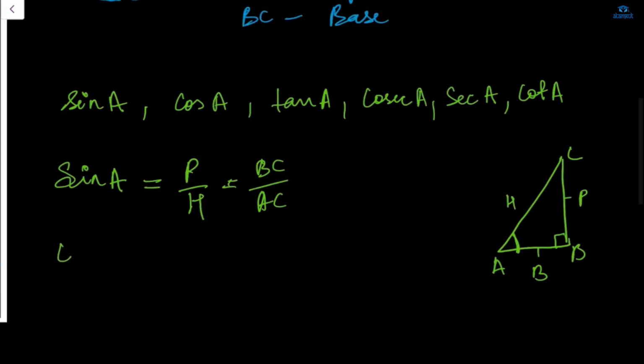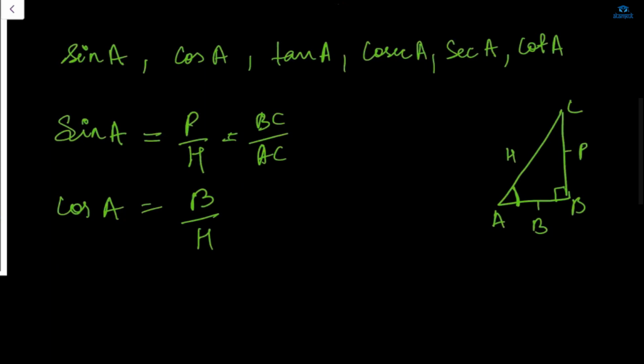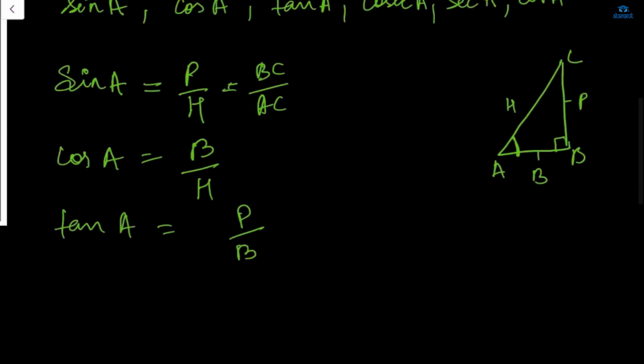Now similarly cos A. For cos, instead of perpendicular we'll be taking base upon hypotenuse. Tan A, tangent of angle A, will be equal to perpendicular upon base. You have to remember all these values. I'll tell you one short trick to remember this also. But the main thing is, if you remember sine and cos, you can find out all the trigonometric ratios.